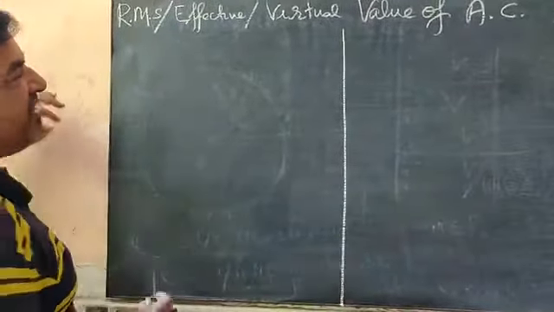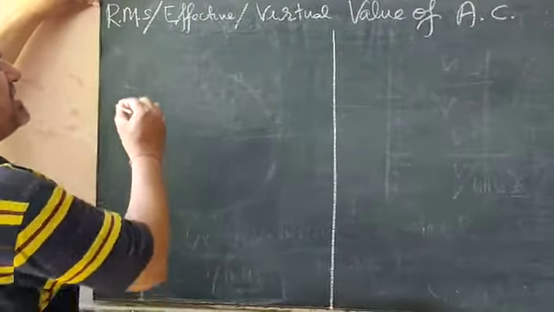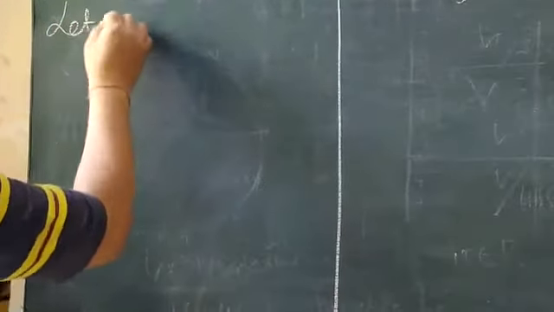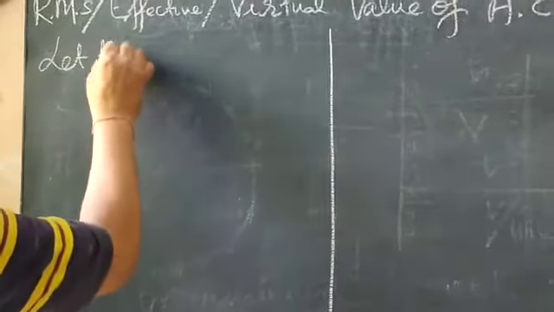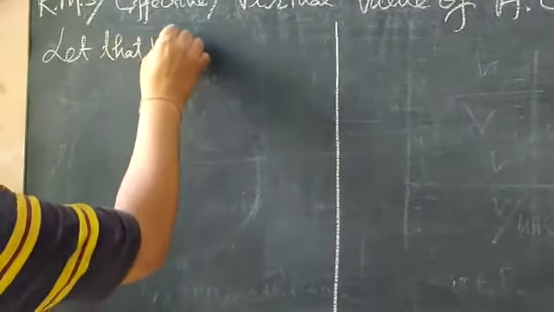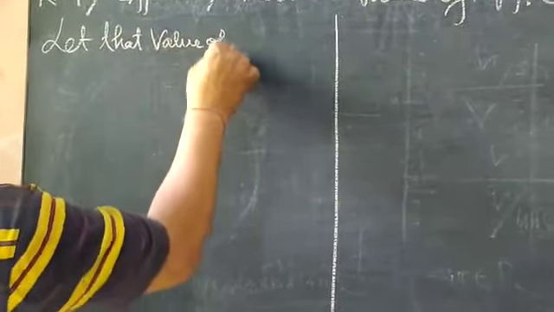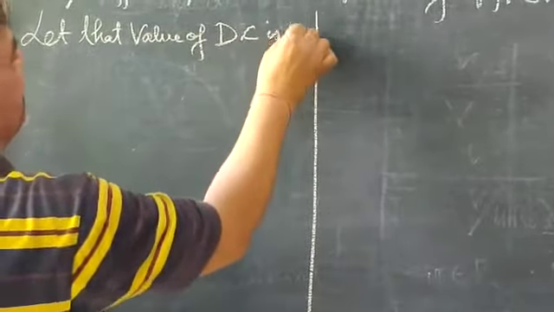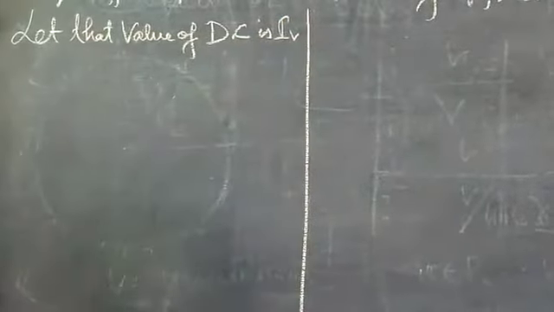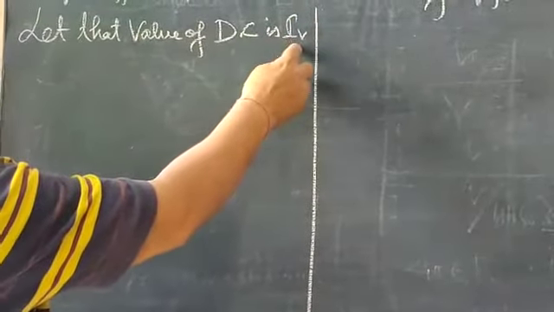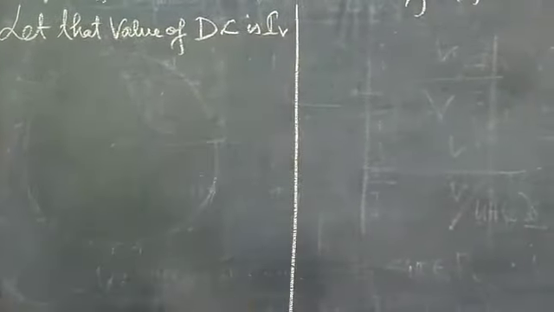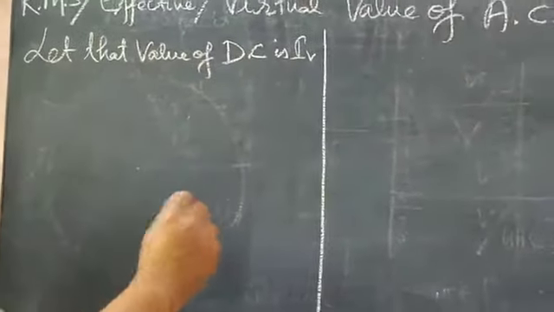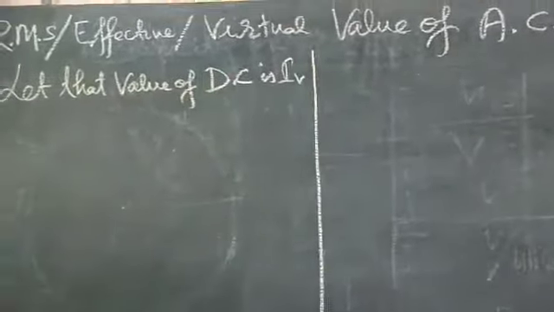So let that value of DC be IV, or we can use IRMS. That will involve three letters, so it is comparatively easier to use IV.